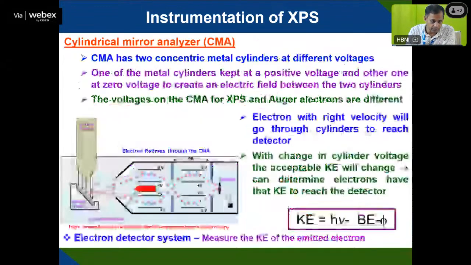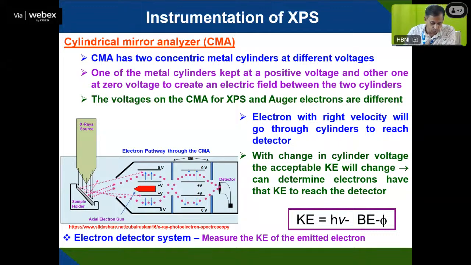But in case of the cylindrical analyzer, the CMA has two concentric cylinders at different voltages. And you can see the X-ray source coming on the sample. Then you can see one concentric cylinder here, and here is another. So there are two concentric cylinders.